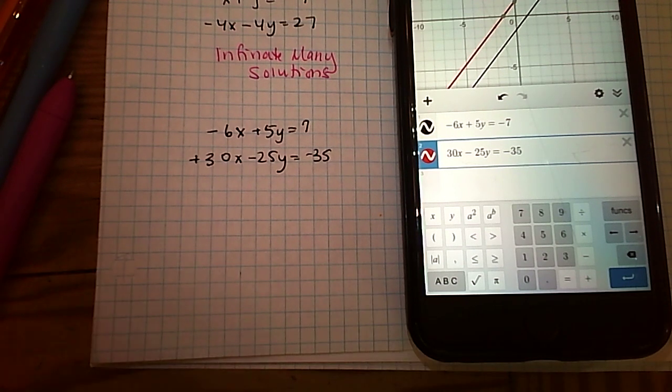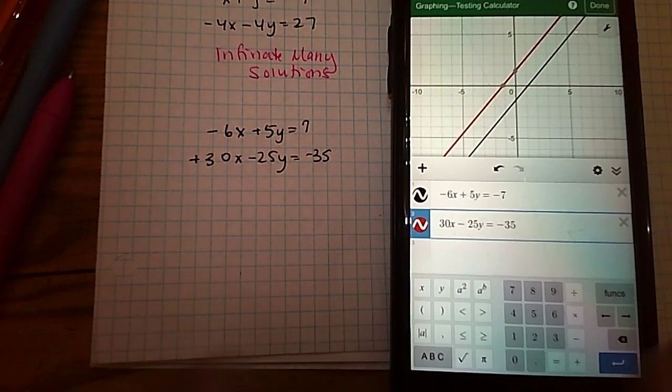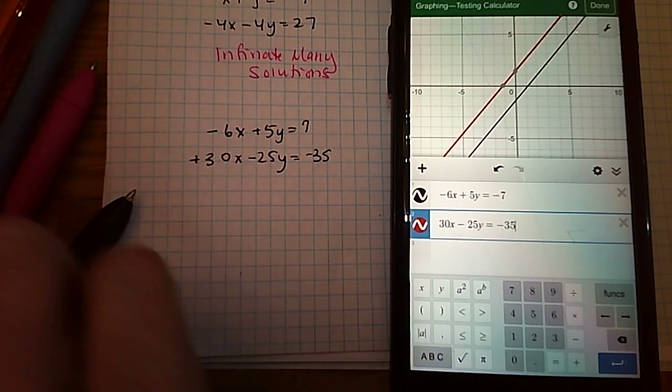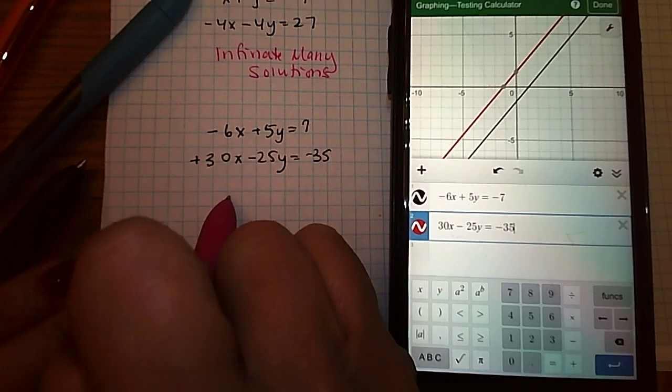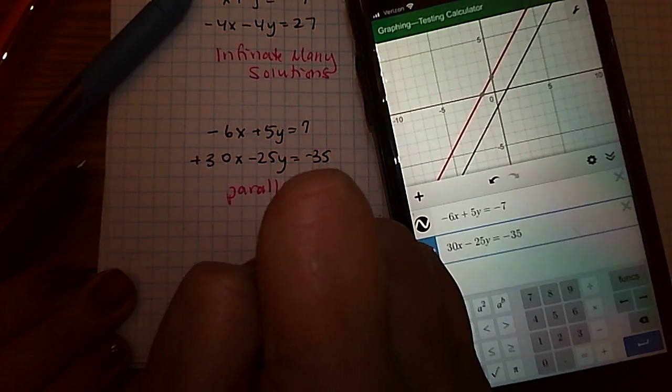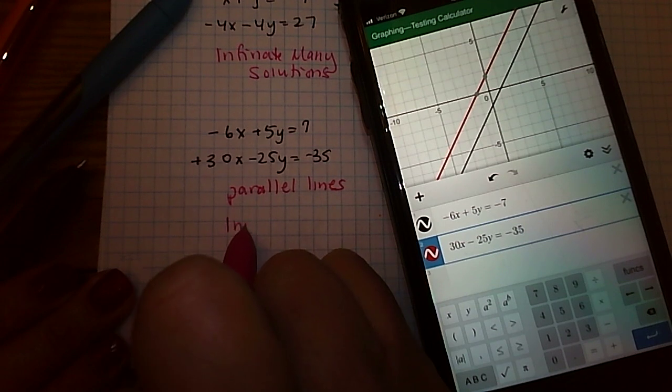Okay, so when I'm looking at these two lines here, we see they're never going to touch because they're perfectly parallel. So when I have my parallel lines, the answer choice is no solutions.